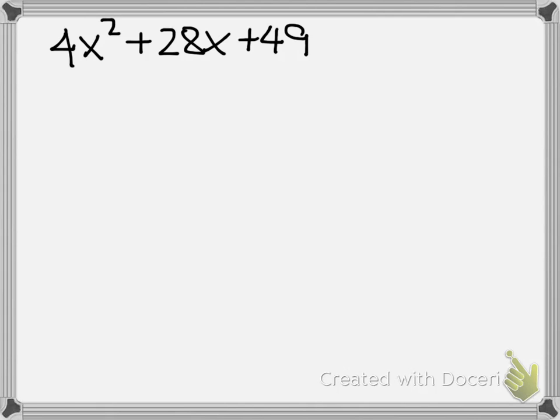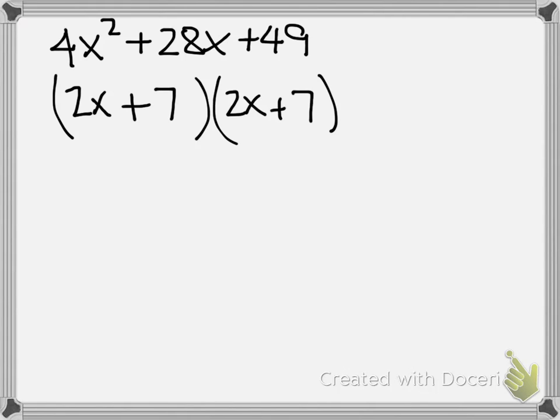This one has a leading coefficient greater than 1. Ladies and gentlemen, we have to factor it. We follow the same procedure. Your two parentheses with plus signs because both signs are plus in this case. And look at what we have: 2x plus 7 and 2x plus 7. Ladies and gentlemen, this is a perfect square. And it can be rewritten as 2x plus 7 quantity squared.